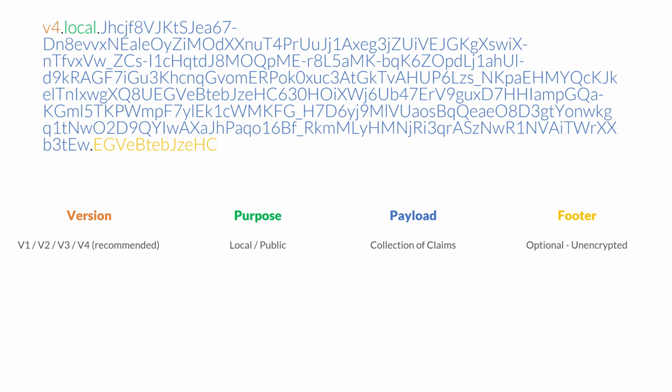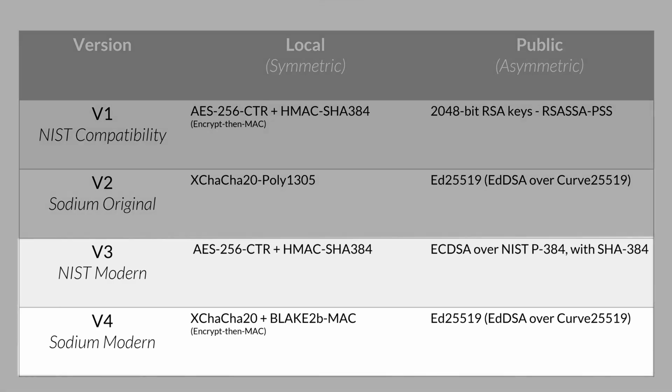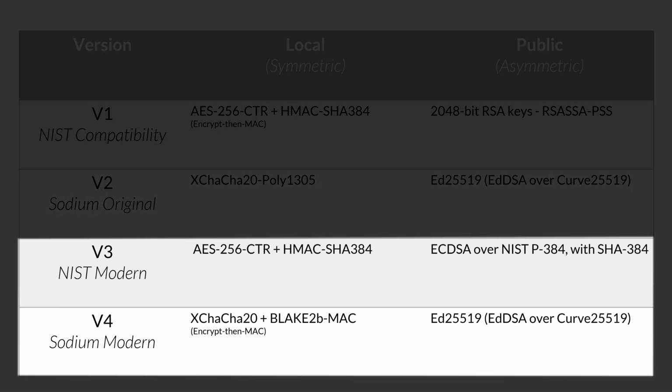Paseto tokens are versioned so that as cryptographic standards evolve and older methods become broken or obsolete, the standard itself remains relevant and we can continually upgrade our applications without breaking anything. The cipher suites that are used are defined by the version. Each version provides a cipher suite for each of the available purposes, reducing the chance of misconfiguration by developers. When implementing Paseto, you should always try to use the latest version of the specification where it's available.